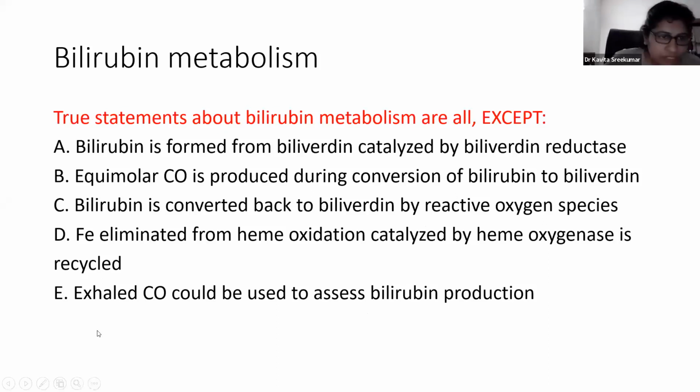So this is one question regarding bilirubin metabolism. You have to tell us which of these statements are false. Right? So one is bilirubin is formed from biliverdin catalyzed by biliverdin reductase. Equimolar carbon monoxide is produced during conversion of bilirubin to biliverdin. Bilirubin is converted back to biliverdin by reactive oxygen species. Iron gets eliminated from heme oxidation catalyzed by heme oxygenase. Iron is recycled. And exhaled carbon monoxide could be used to assess bilirubin production. So which of these statements is false?